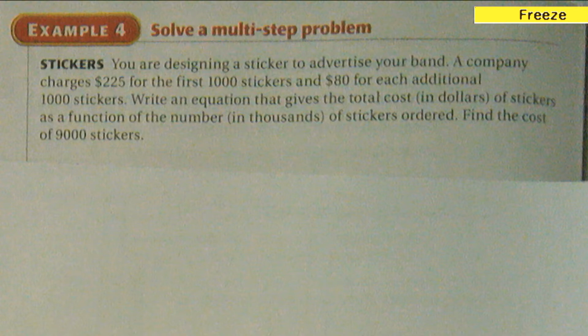I think this one can be confusing because of that 225 for the first 1,000 stickers. But let me give you a tip. That is a point. $225 for 1,000 stickers, that is a point. So use that as a data point if that's helpful to you. So we can change the 1,000 to a 1, right? That's what you're supposed to do. So you guys, you should be changing that 1,000 to a 1, not a 1,000.